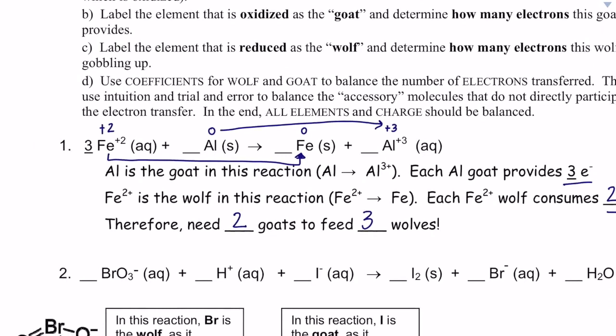So 3 irons, and we would need 2 goats. And now we need to balance the other side as well. We have 3 wolves on the reactant side, which means we're going to make 3 irons over here. And we're going to use 2 aluminums, which means we'll end up with 2 aluminums on the product side. And that is how you balance this first equation.